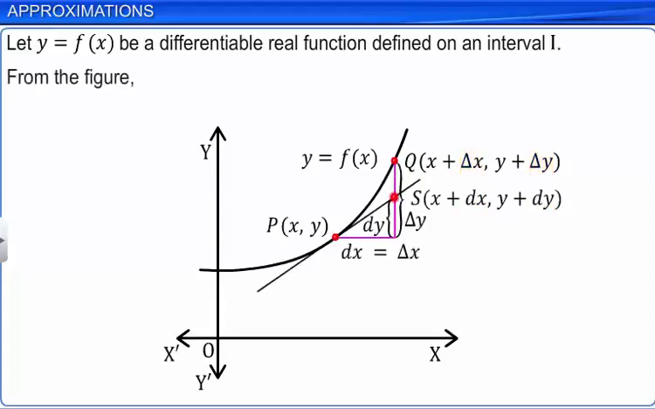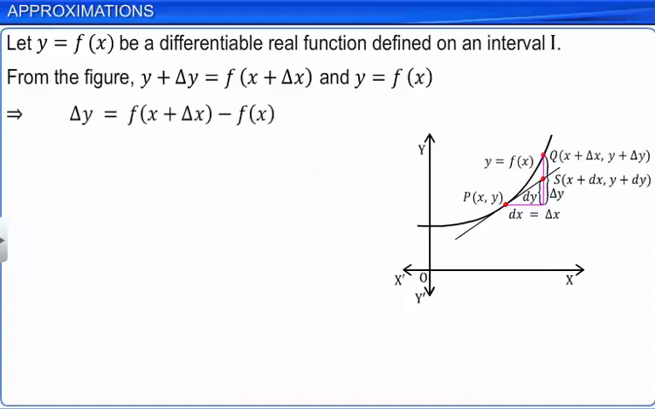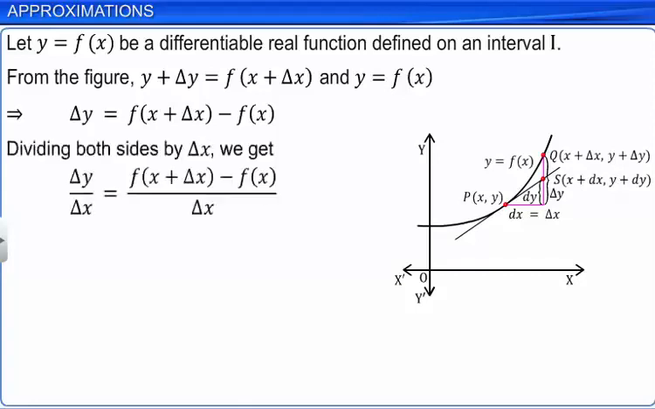From the figure, y plus delta y is equal to f of x plus delta x and y is equal to f of x. This gives us delta y is equal to f of x plus delta x minus f of x. Dividing both the sides by delta x, we get the equation as shown. Denote this by equation 1.